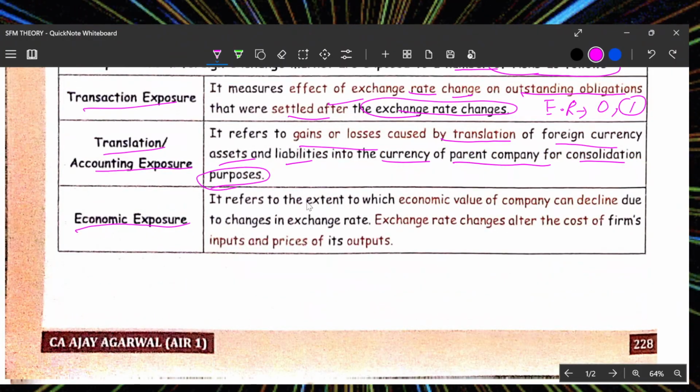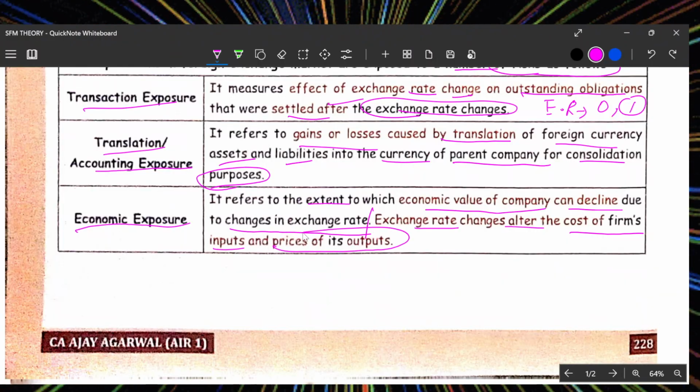Economic exposure refers to the extent to which the economic value of a company can decline due to changes in exchange rates. Exchange rate changes alter the cost of the firm's inputs and the prices of its outputs. What is this? Sir, I am not holding anything.